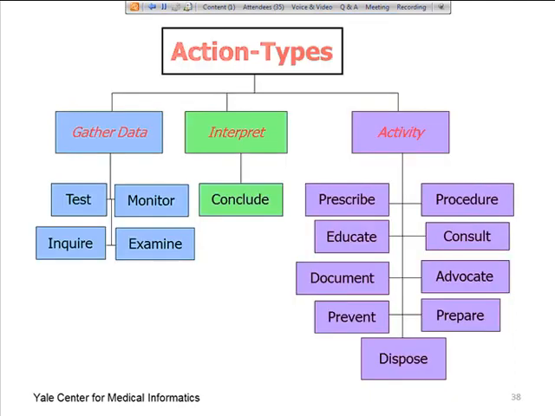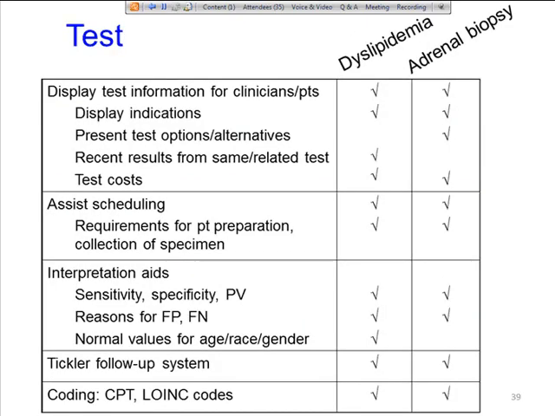Now, let's talk briefly again about action types. You'll recall from yesterday that there are these 14 actions that guideline developers are pretty much limited to as they make guideline recommendations.